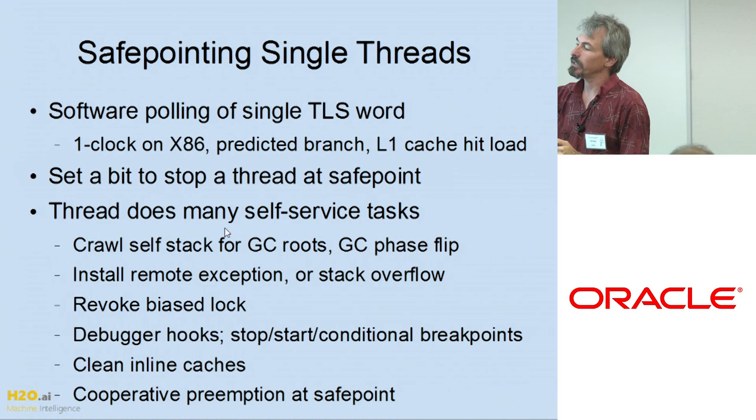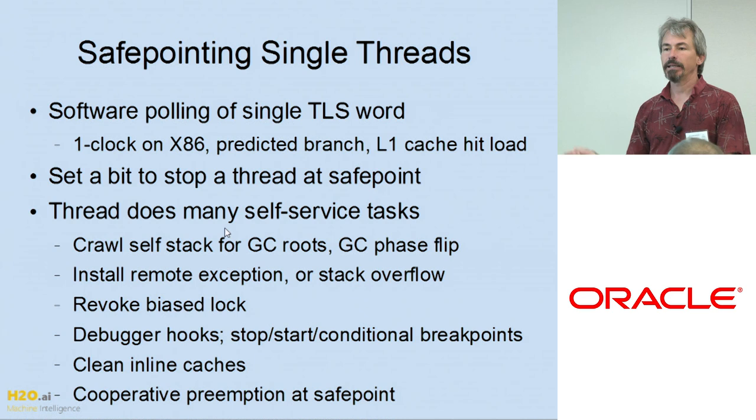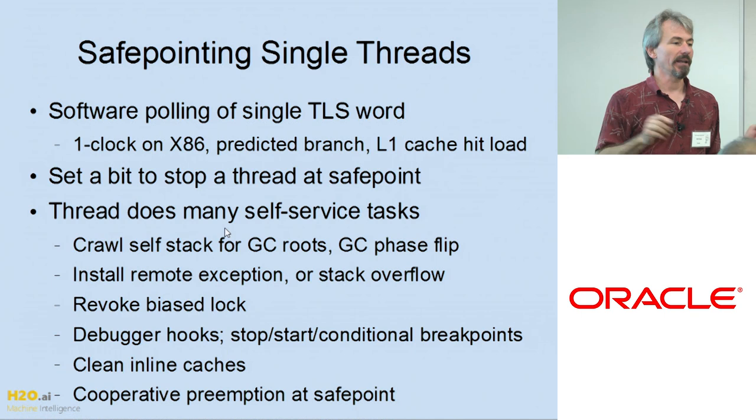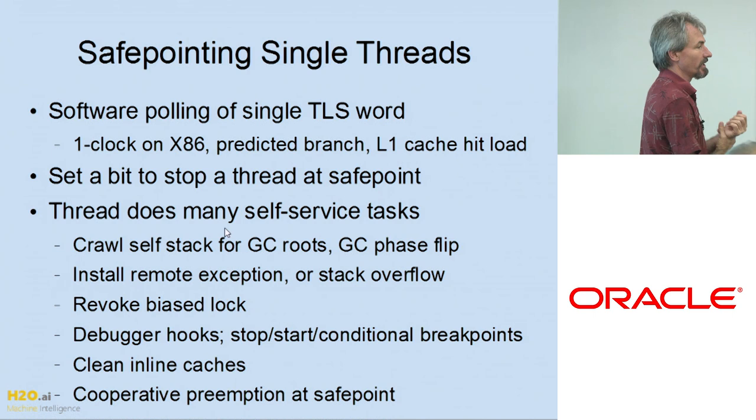Turns out the inline caches I was just talking about, there's a bunch of phase transitions you can do, and then provably there's a final phase transition which you can never do unless everyone's at a safe point, and that is you can't clean the inline cache and reset it. I can talk to people about why that is what it is, but it can never be undone unless everyone is guaranteed not in the middle of an inline cache idiom. And you do that by stopping people this way. And then cooperative preemption was another obvious case that we went to. So we had a lot of fun use cases for safe pointing single threads.